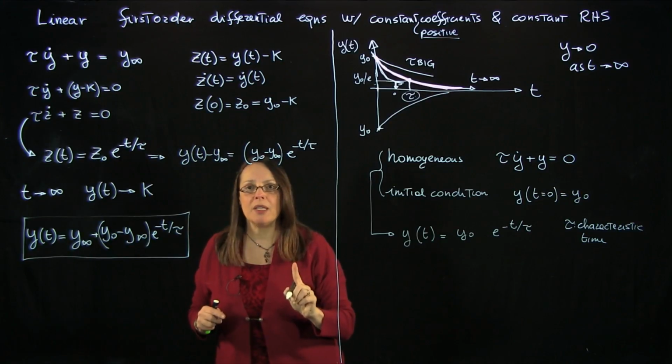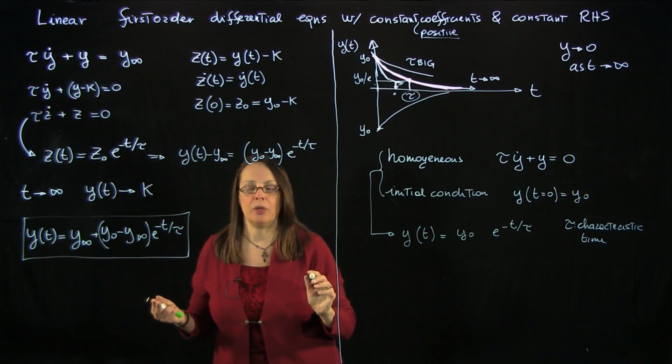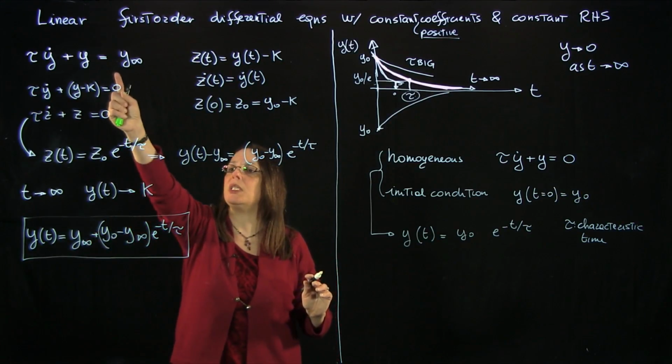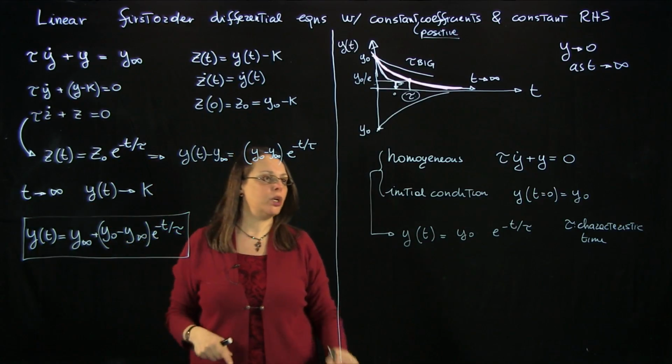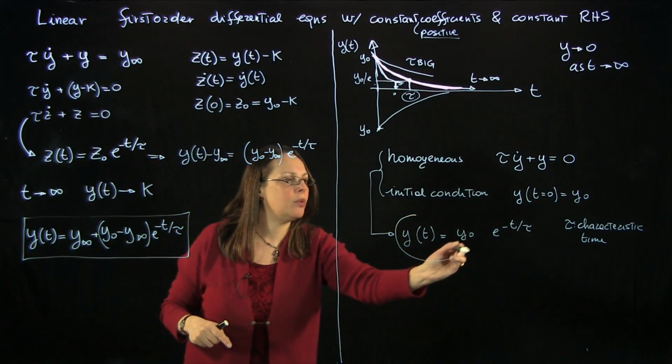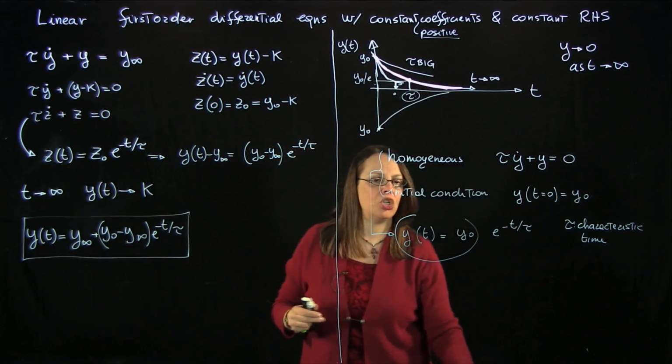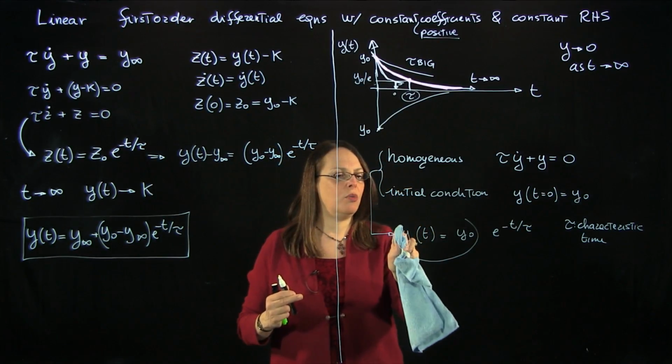This is the solution once and for all. You don't need to derive a solution. This is the solution to this differential equation with initial conditions. The y of t is equal to y0. Oops, sorry, that's not the initial condition. That's the solution to the homogeneous equation.